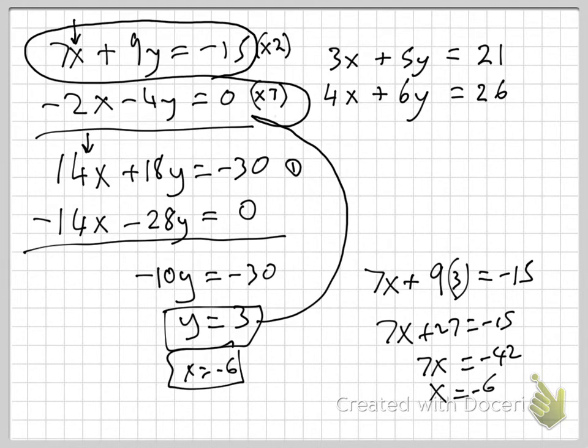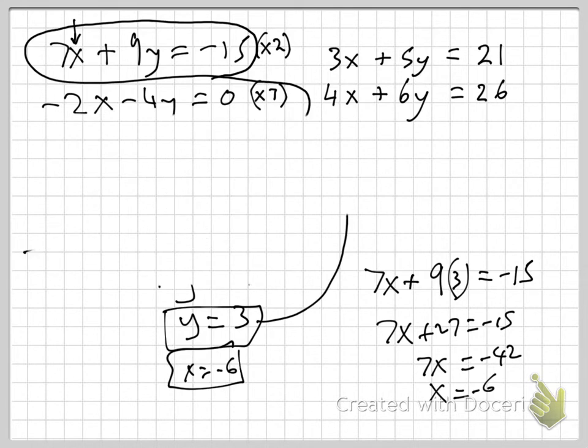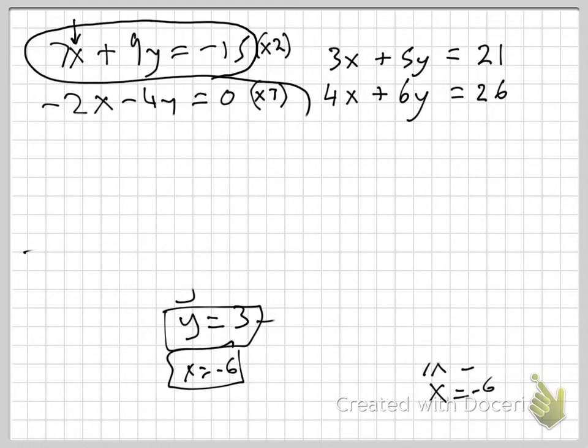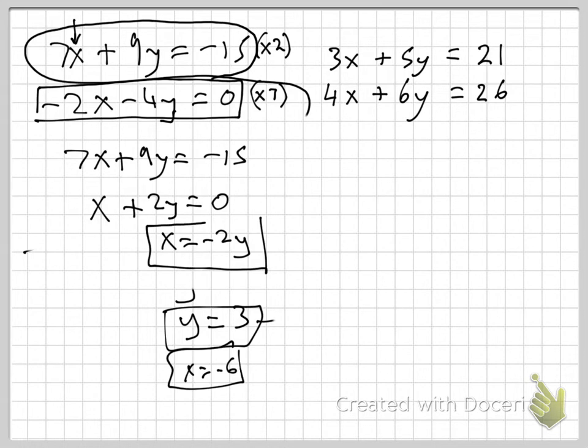Now, what I could do is this. Let's go back to this. I'm going to erase all this. I would do it that way and get my two answers. But I suppose I could think about substitution if I did this. 7x plus 9y equals negative 15. Divide this equation by negative 2. Take away the 2y. I can now do a substitution because I've got x equals negative 2y.